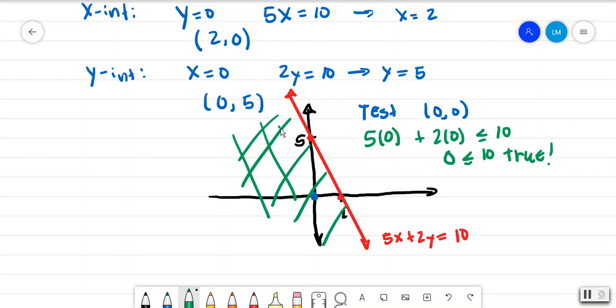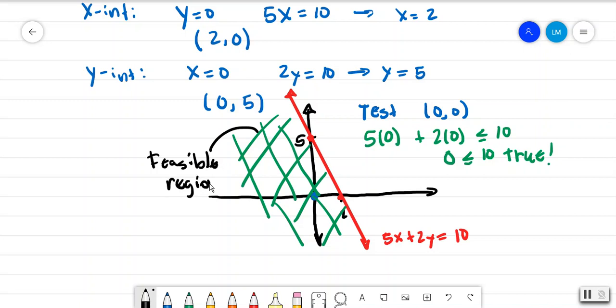To understand that, it means the solution region lies below the line. But here's another name that we call the shaded region. This is known as the feasible region. And to be more specific, we say that it's unbounded.